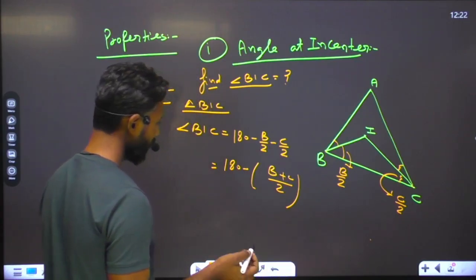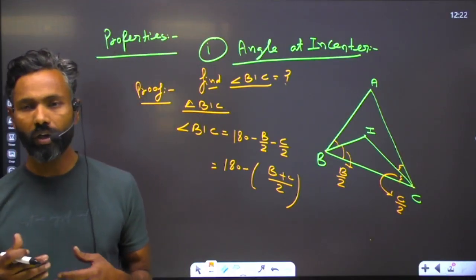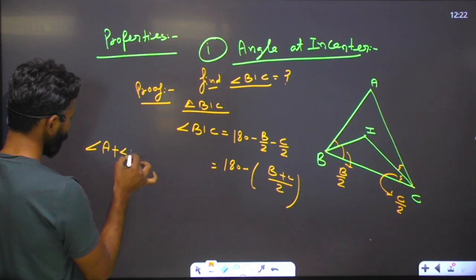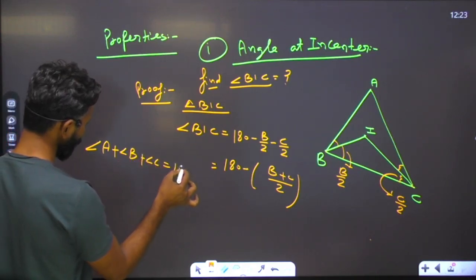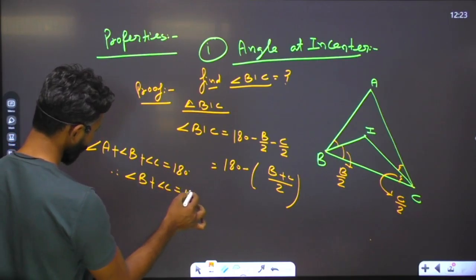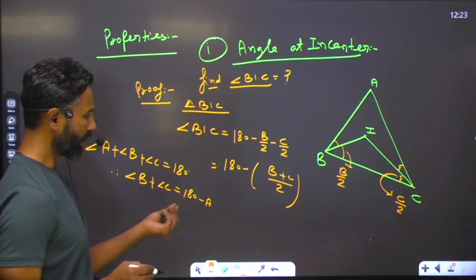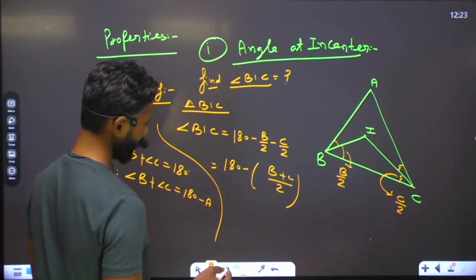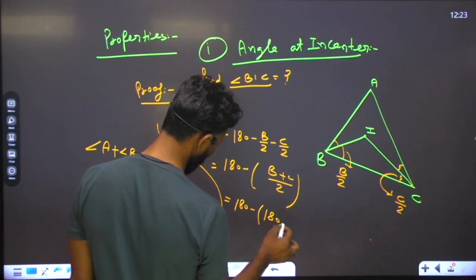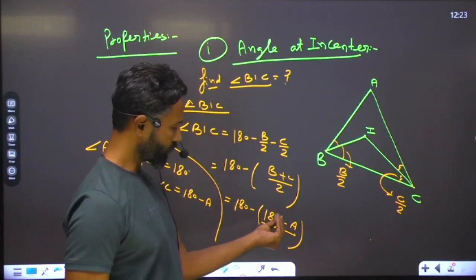As we know very well, the sum of all interior angles of a triangle is equal to 180 degrees. So angle A plus angle B plus angle C is equal to 180 degrees, and angle B plus angle C will be equal to 180 minus A. Now I am replacing B plus C with 180 minus A. So it is 180 minus (180 minus A) upon 2.